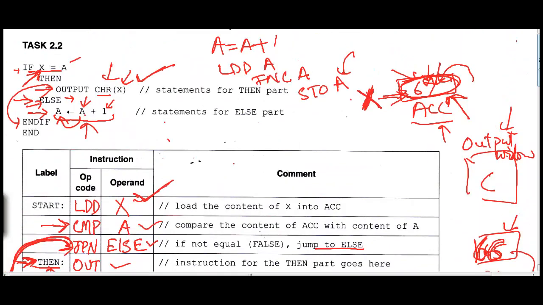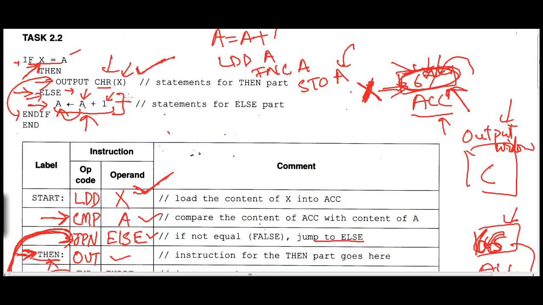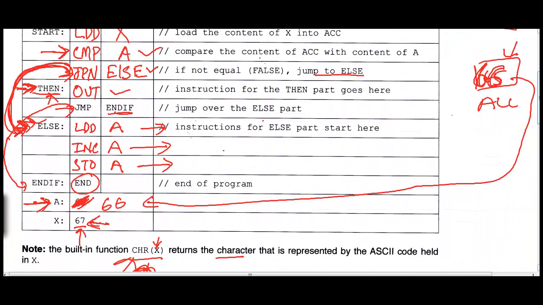And once this else part has been executed, this program is going to end, right? We've reached end if, and if we've reached end if, this is the instruction that is going to be executed. So I hope you understand how this works.